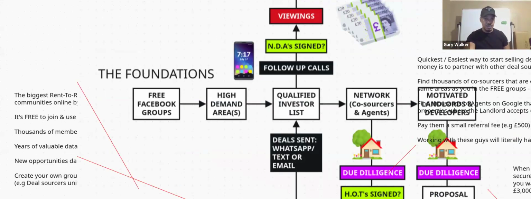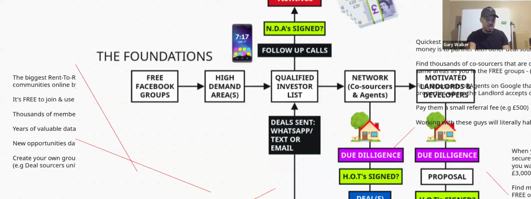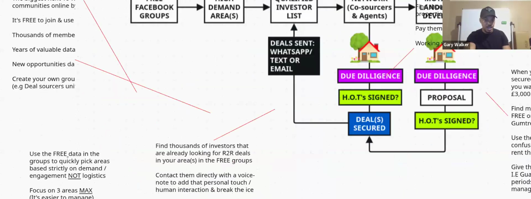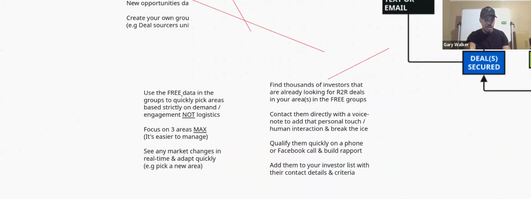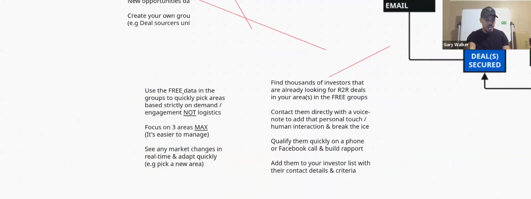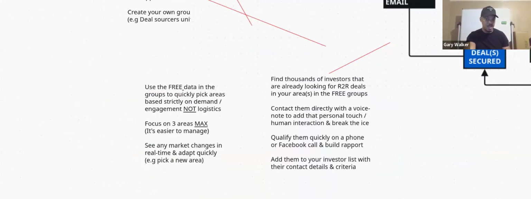So high demand areas, which is the next step. Now you're in the Facebook groups, so you have access to what you need. Now you're going to use the data in those groups to figure out which areas you're going to cover. As you can see down here, in the free high demand area breakdown, you're going to use the free data in the groups to quickly pick areas based strictly on demand and engagement, not logistics. So what do I mean by that?